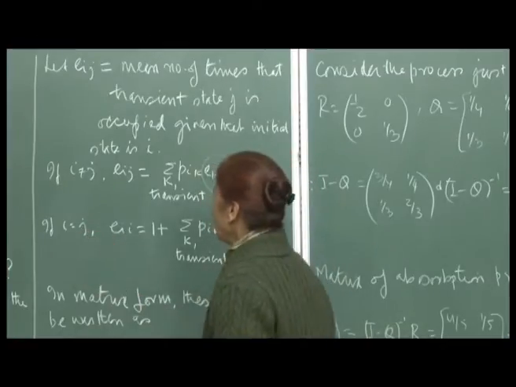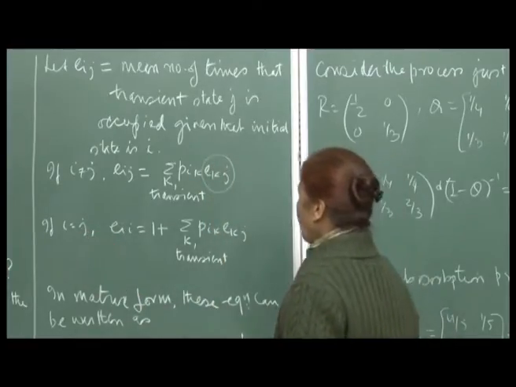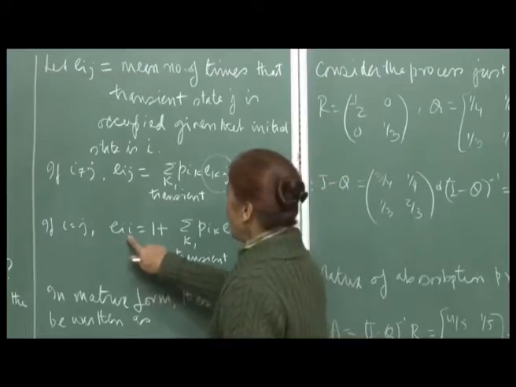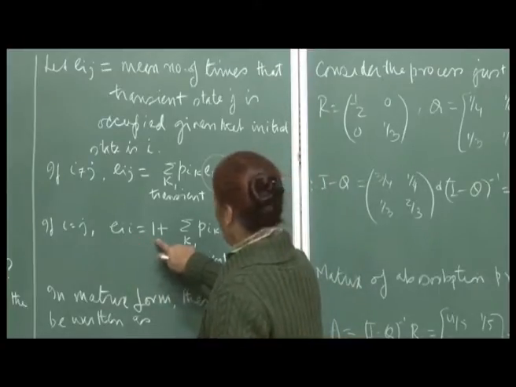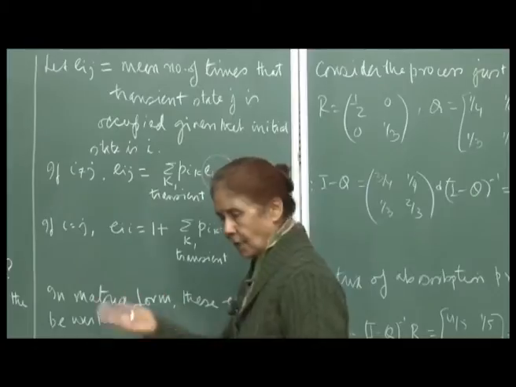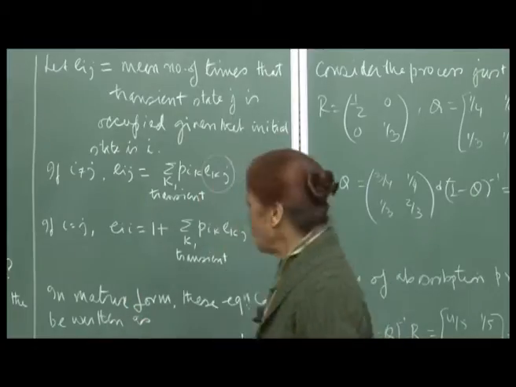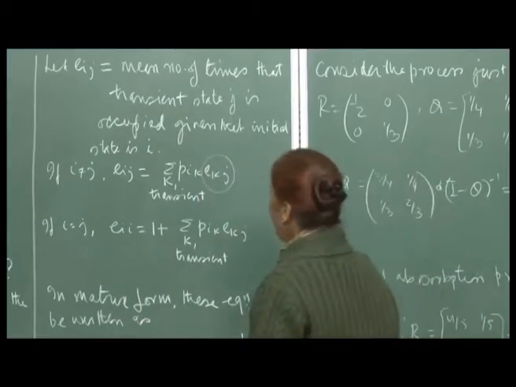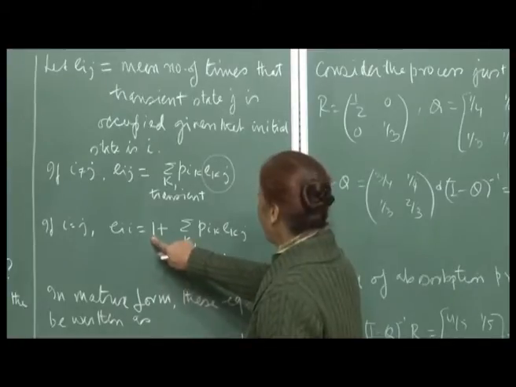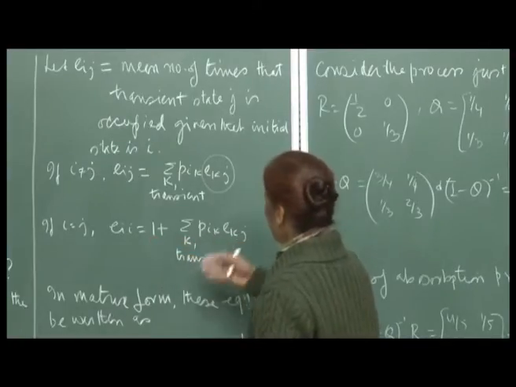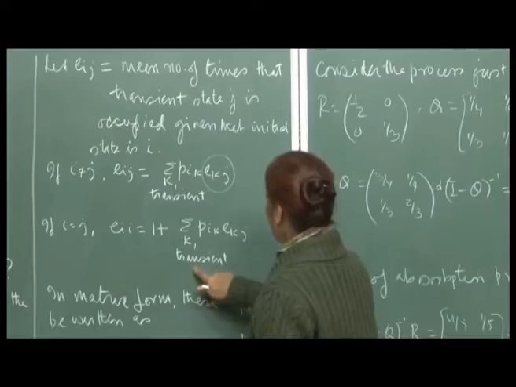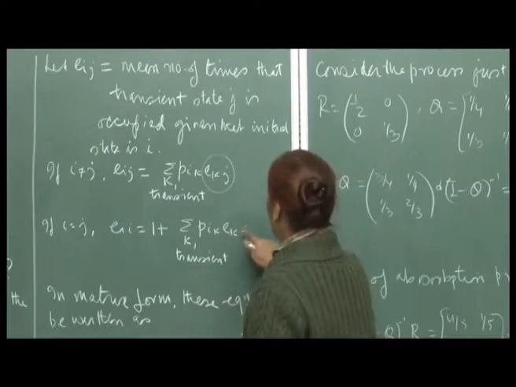The other case would be if i is equal to j, then you are computing E_ii. So, it will be one step: you transition in one transition from i to i. Therefore, the number of transitions is 1, plus you again transition from i to k, where k is transient, and then from k to j. So, the mean number of times.